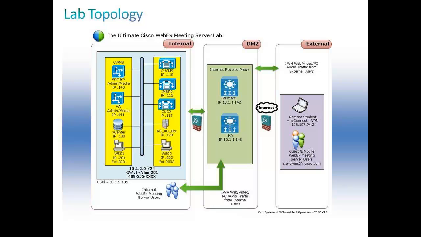This lab topology represents the system configuration for this lab. Notice the topology is broken up into 3 sections: internal, DMZ, and external. The Cisco Unified Communications Manager, Presence Server, Unity Connect, and Active Directory are all completely installed and configured before this video was recorded. Please stop the video to take time to familiarize yourself with this topology, and restart the video when you are ready.